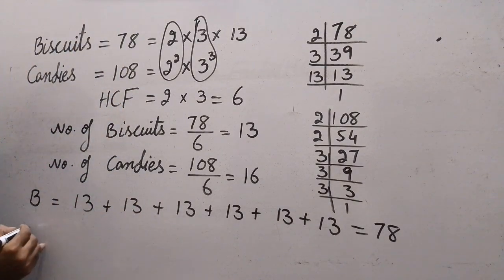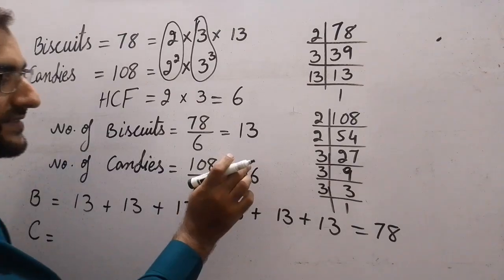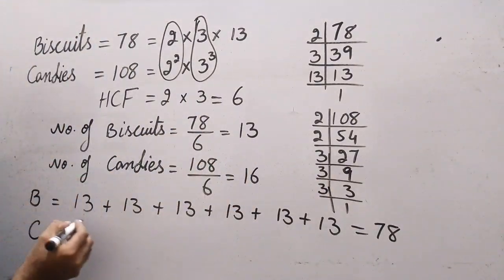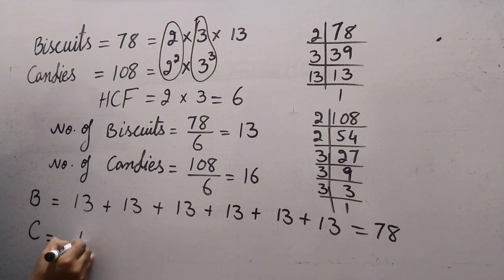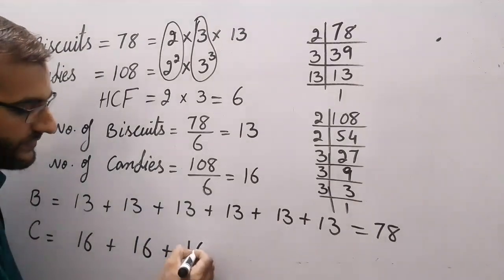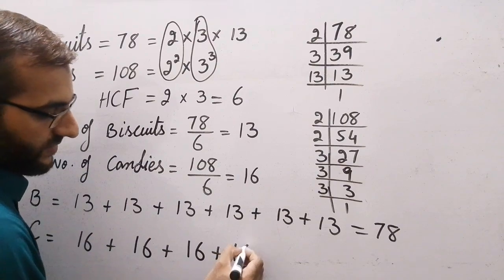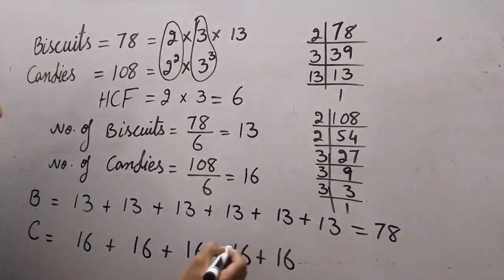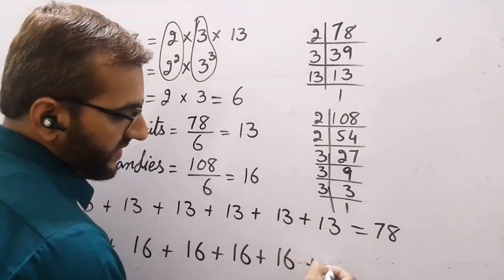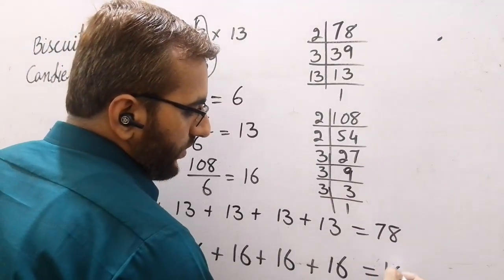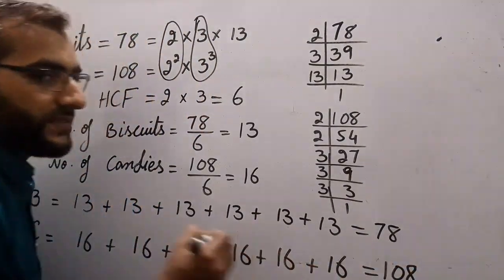So if we take the candies, there are 16 candies in one bag out of 6. Means 16 candies in the first bag, 16 candies in the second bag, 16 candies in the third bag, 16 candies in the fourth bag, 16 candies in the fifth bag, and 16 candies in the sixth bag. So it will become a total of 108 candies.